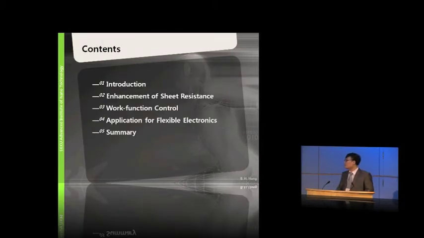So in this talk, I'd like to introduce why graphene is so important in modern technologies and how to enhance the sheet resistance of graphene. And then work function control and applications for flexible electronics, and then I will summarize my talk.